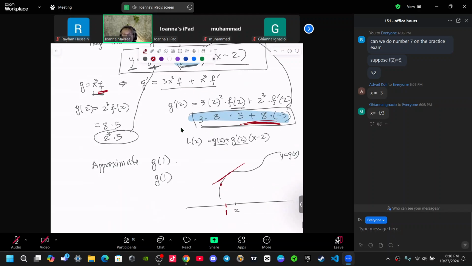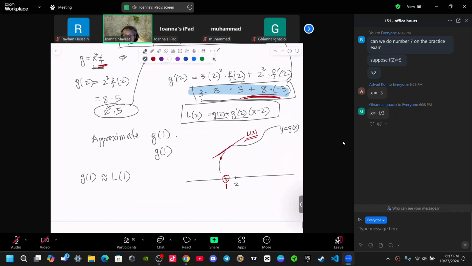Plus, I'm telling you, use linear approximation, meaning write the equation of the tangent line to the graph of g and then plug in x equal 1 into that equation. So you're going to take that tangent line and plug in x equal 1 into it. So g of 1 that I need is approximately equal to what I get when I plug in 1 into the tangent line. You're going to plug in 1 for x. There's nowhere else that there's an x, right?